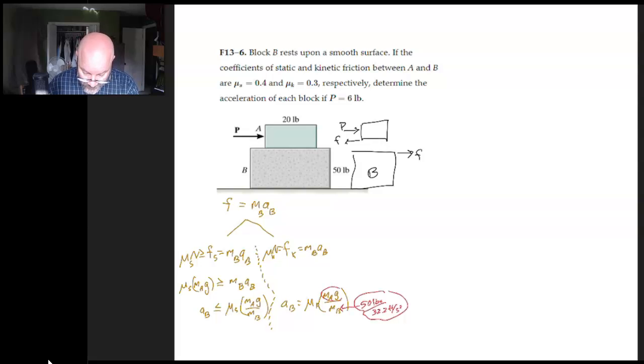MA, I don't have to worry about it because I got the G on there, so that's already 20 pounds. No problem. Okay, so that works out just fine. So be careful when you're doing those. Now, here's how that works out.